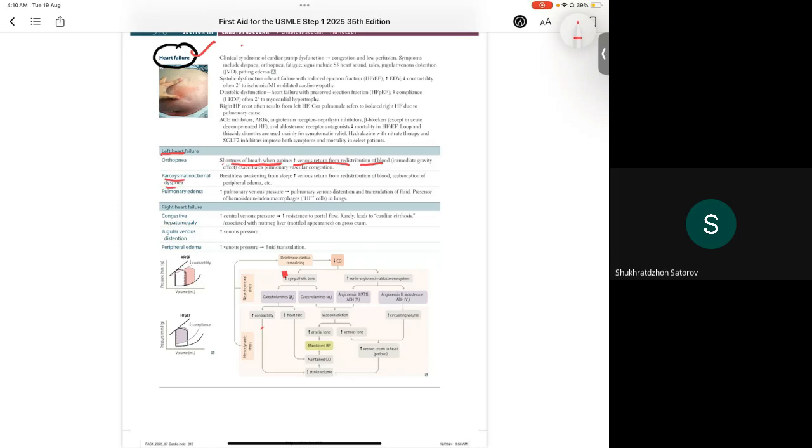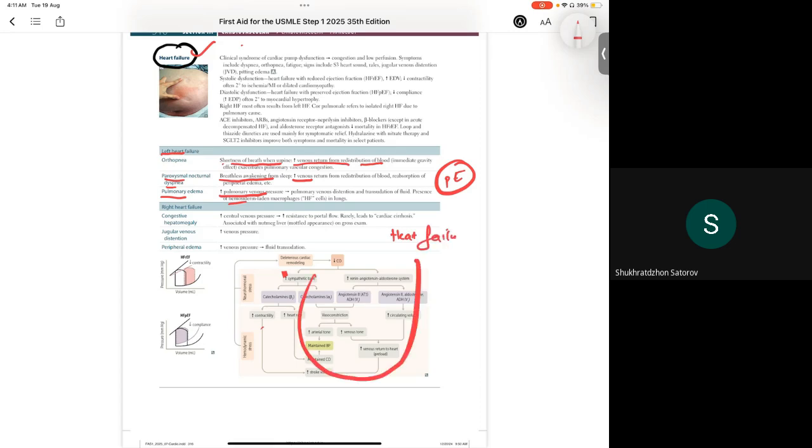Paroxysmal nocturnal dyspnea. Breathlessness awaking from sleep. Why? Again, increased venous return would worsen the pulmonary edema, which would lead to shortness of breath. Pulmonary edema, as we discussed. Okay, so we are going to be having something called heart failure cells. What are heart failure cells?